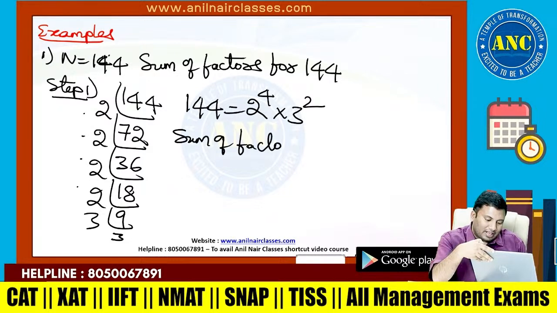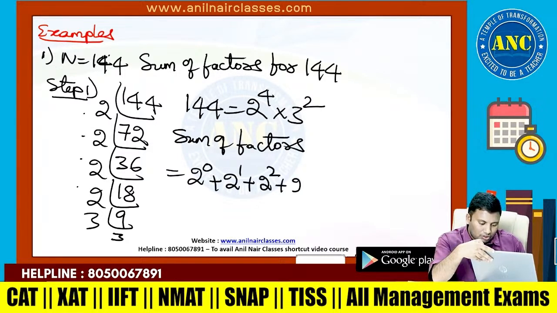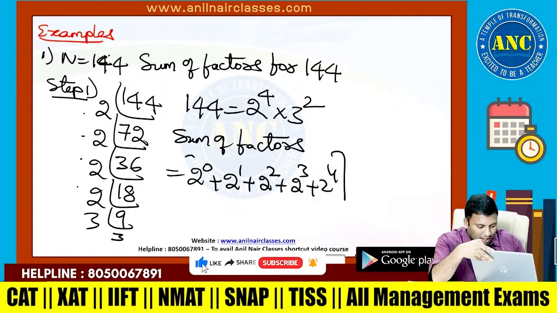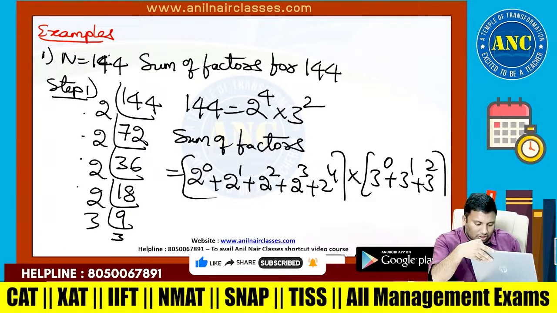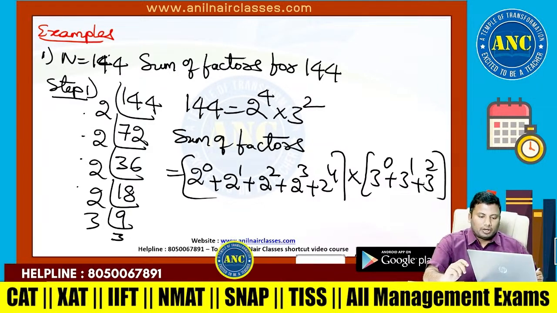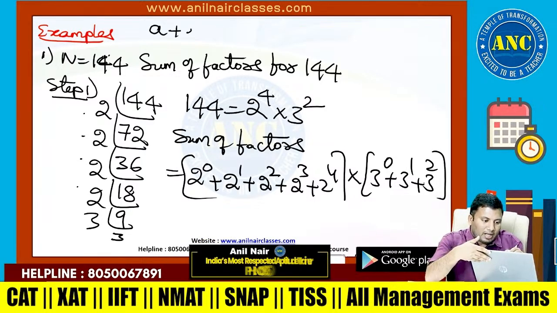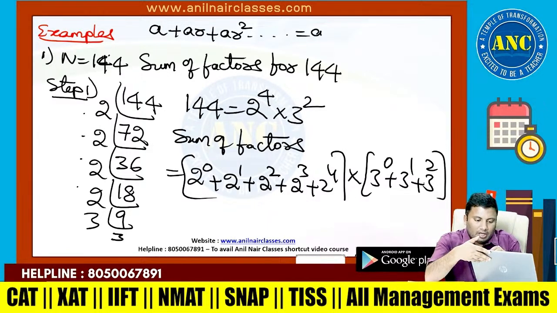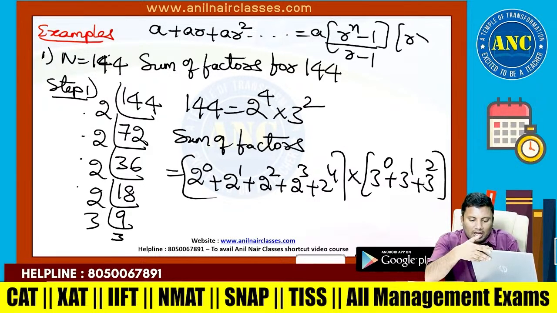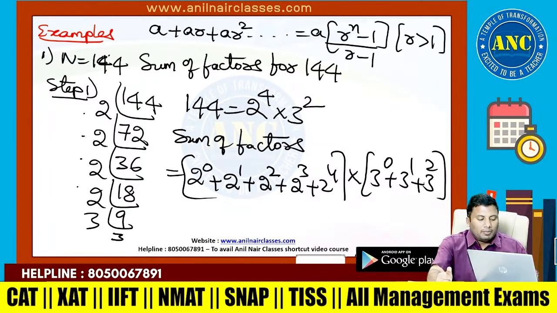Sum of the factors is nothing but write down from the lowest power of 2: 2 power 0, 2 power 1, 2 square, 2 cube, 2 power 4. Then write down from the lowest power of 3: 3 power 0, 3 power 1, 3 power 2. In case you know the GP series, A plus AR plus AR square and so on is given by A into R power n minus 1 by R minus 1, where R is greater than 1. This is the sum of the GP series.